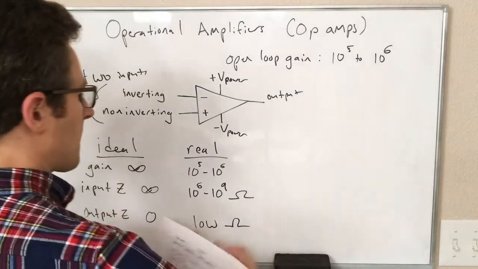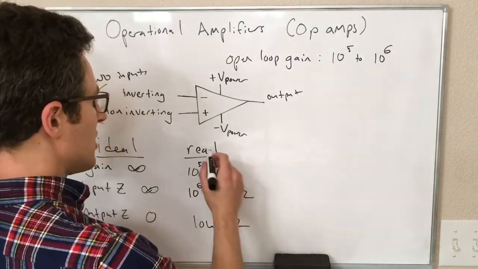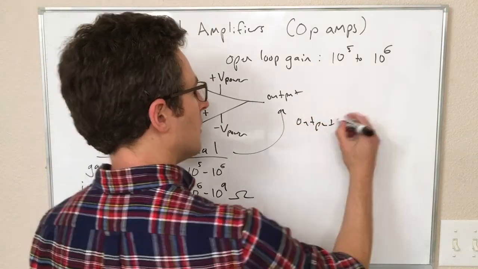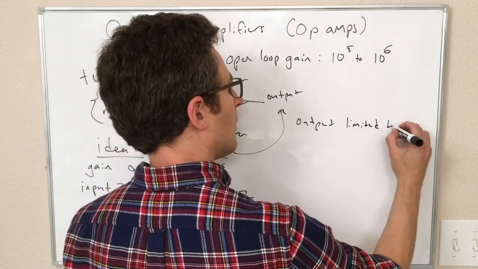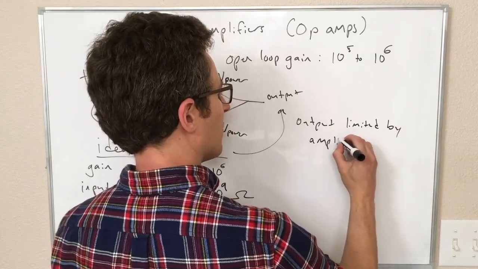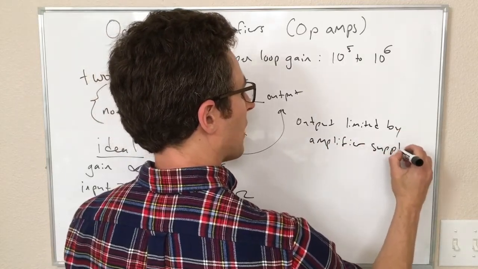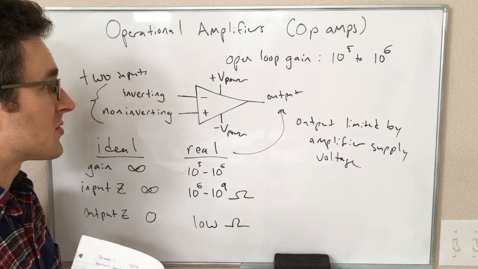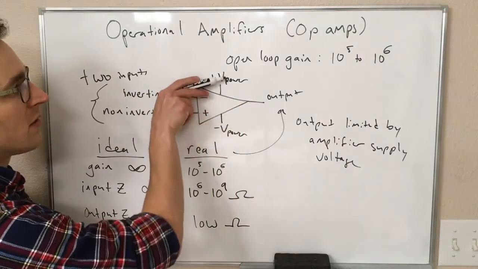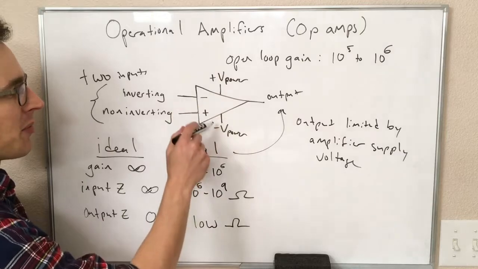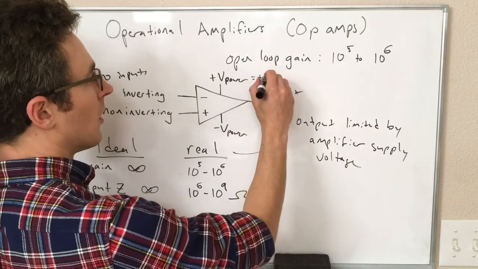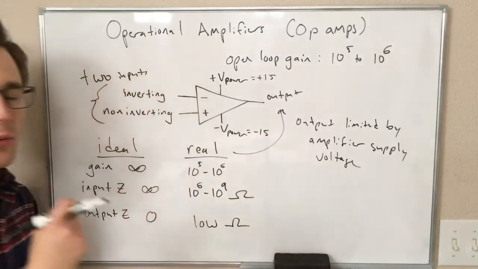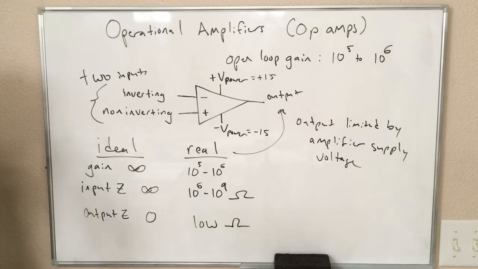So the actual output cannot be at any voltage. The other thing that limits real op amps is that the output is limited by the amplifier supply voltage. Meaning for most op amps, the output can only go between the two things that are powering the op amp. Very commonly, these two are plus and minus 15 volts. Those are very common values that we use in the lab, but other labs also use.